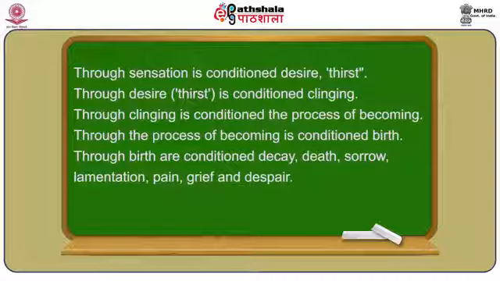Through desire or thirst is conditioned clinging. Through clinging is conditioned the process of becoming. Through the process of becoming is conditioned birth. And through birth are conditioned decay, death, sorrow, lamentation, pain, grief, and despair. This is how life arises, exists, and continues, and how suffering arises.